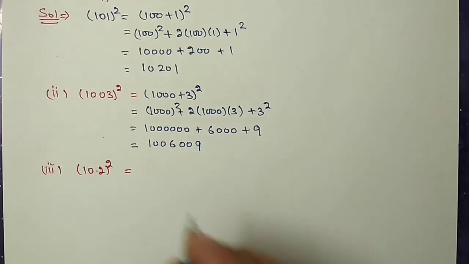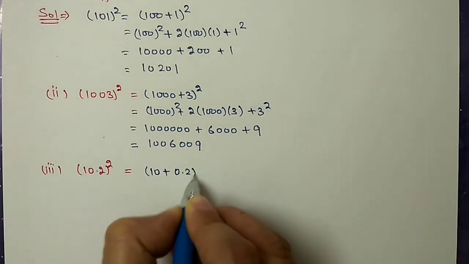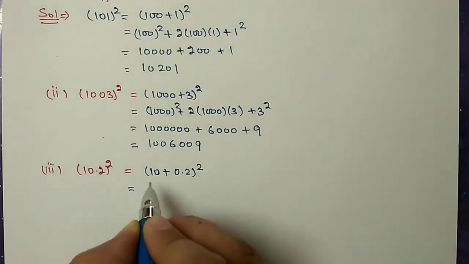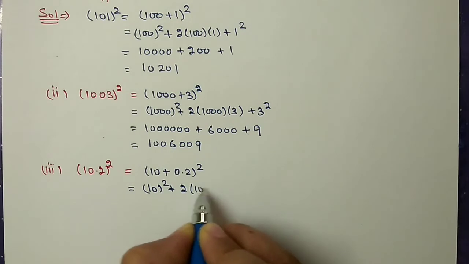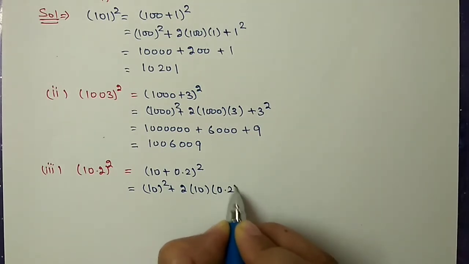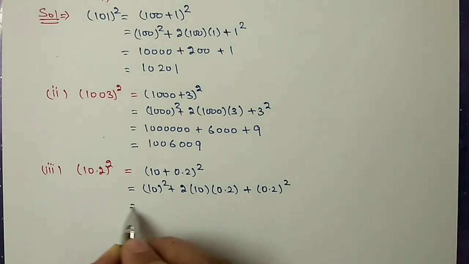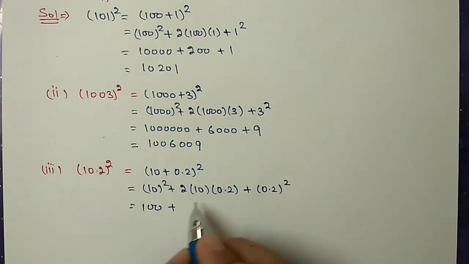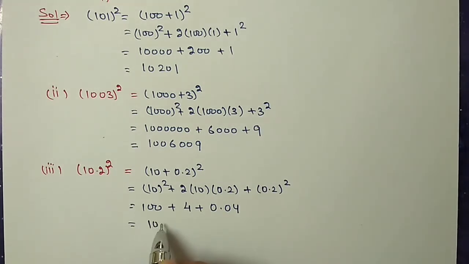Third part, 10.2 whole square. This we can split as (10 plus 0.2) whole square. Apply formula. A square means 10 square plus 2ab, 2 into 10 into 0.2, then b square means 0.2 square. 10 square will be 100, 2 into 10 into 0.2 will become 4, and 0.2 square will become 0.04. Then we have to add all these, and we get 104.04.